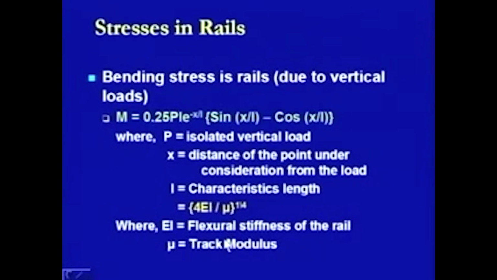So, once we have the value of the track modulus, once we have computed the flexural stiffness of the rail section, then we can compute the characteristic length of that section. Once this characteristic length is computed, then for any distance x we can compute the value of the bending moment using the equation as just given here.